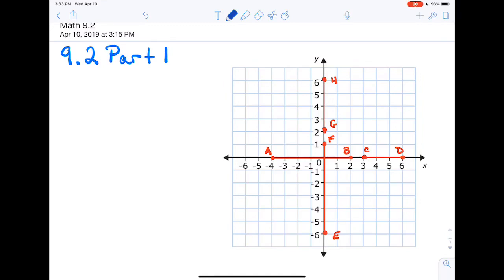This is 9.2, Part 1. We are going to be talking about the length of line segments.